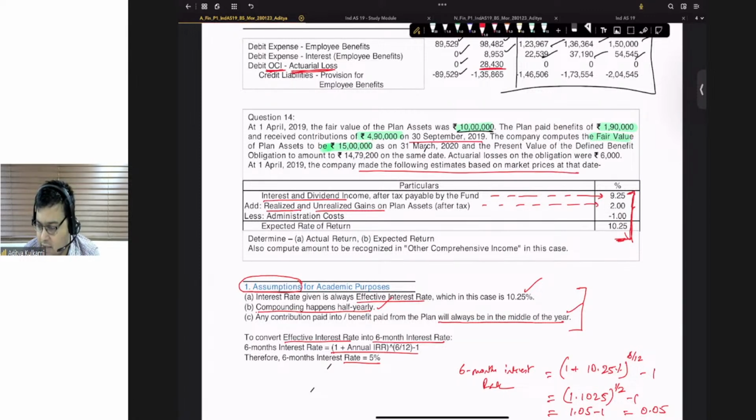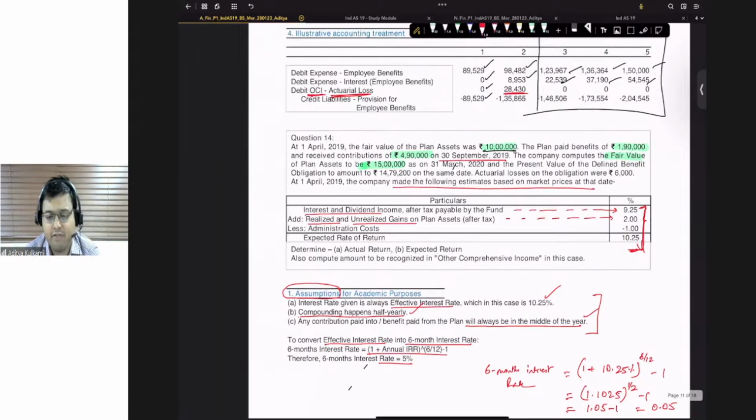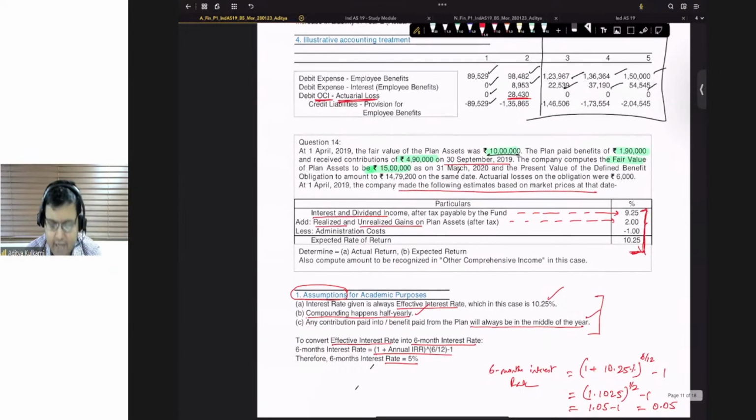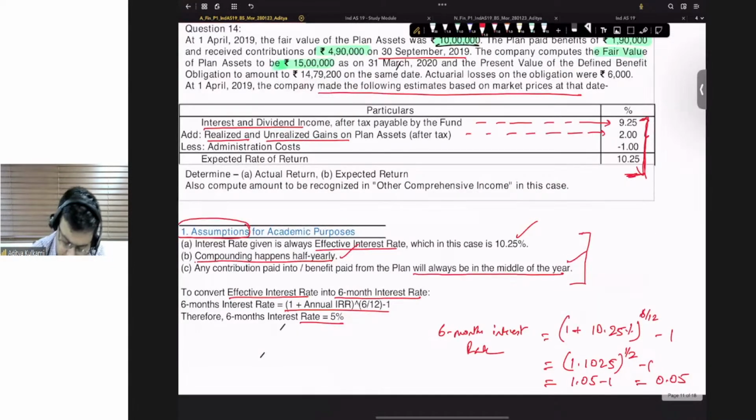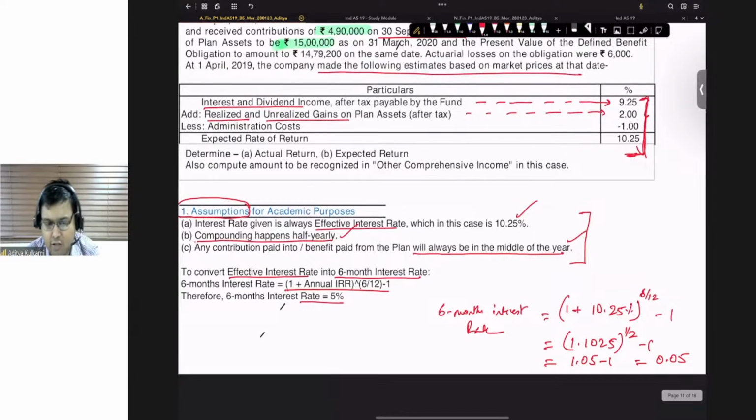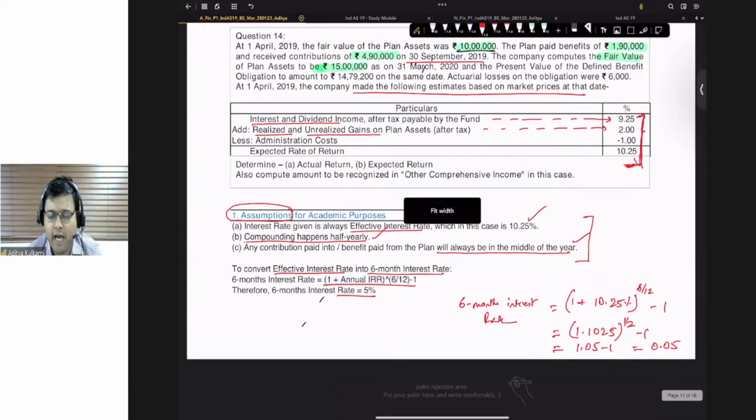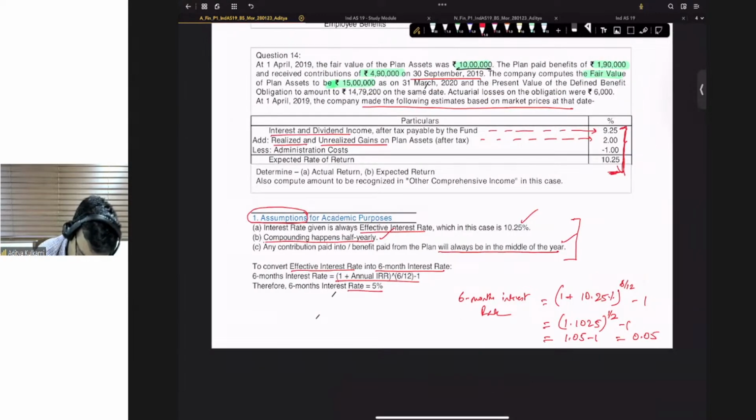All right. So once this is done, the assumption that we are now making is that this rate of interest is your effective rate of interest. So if I have to convert it into an actual rate of interest, it comes to 5% for 6 months. I've shown you how it pans out: 1.1025, the square root of that is 1.05. So 5% for 6 months.